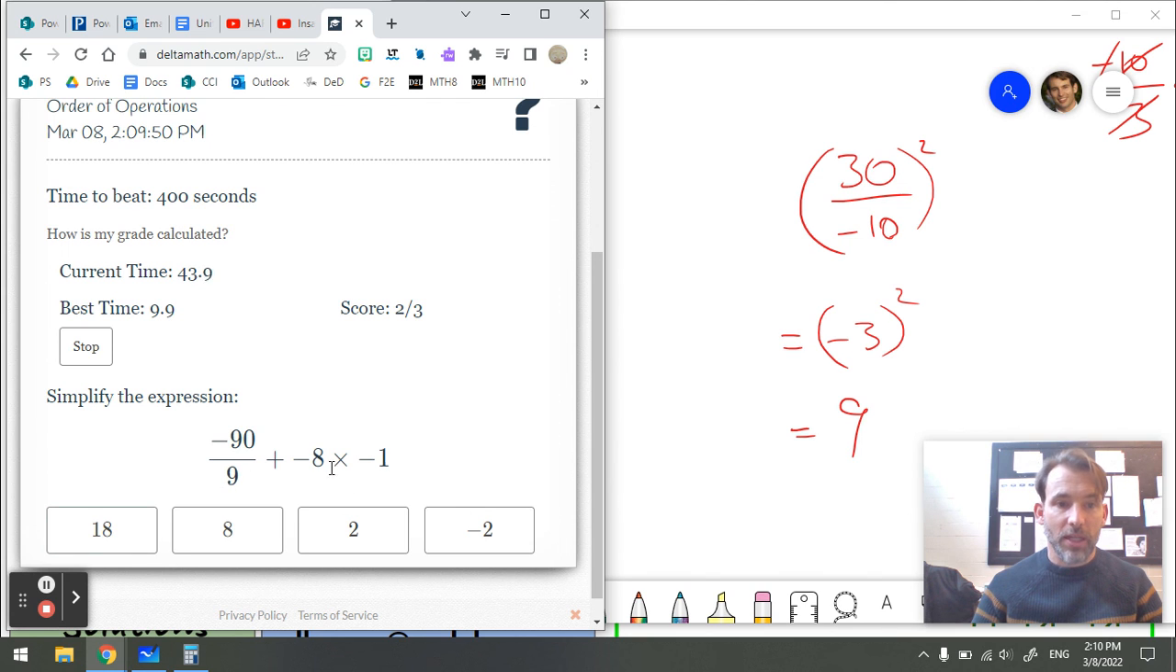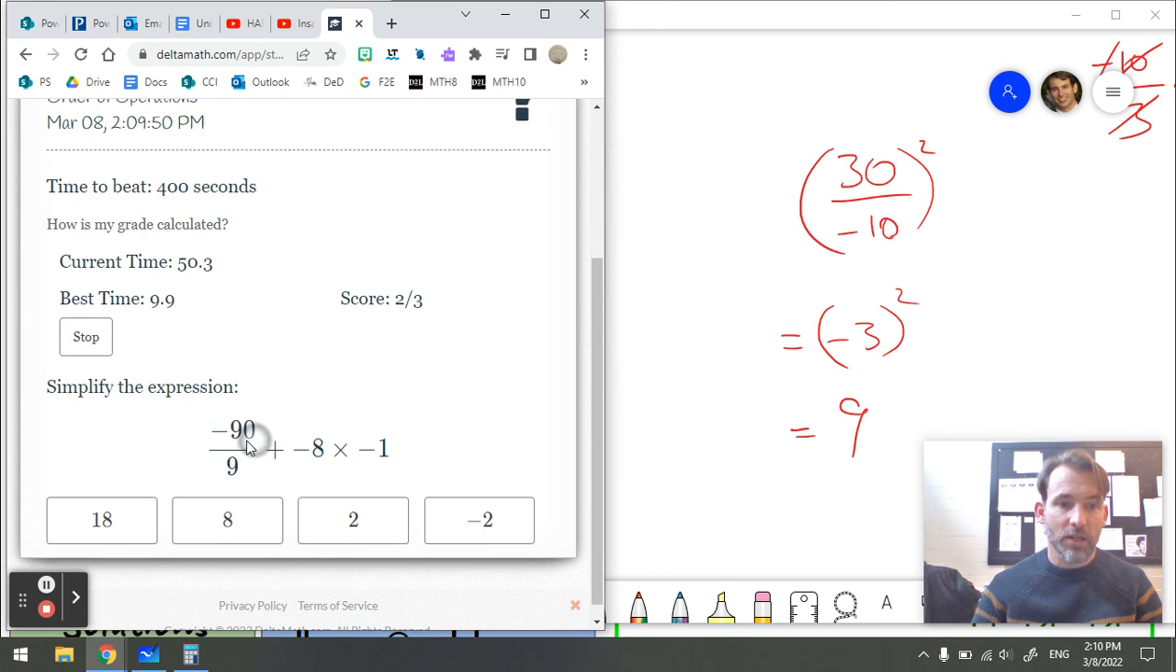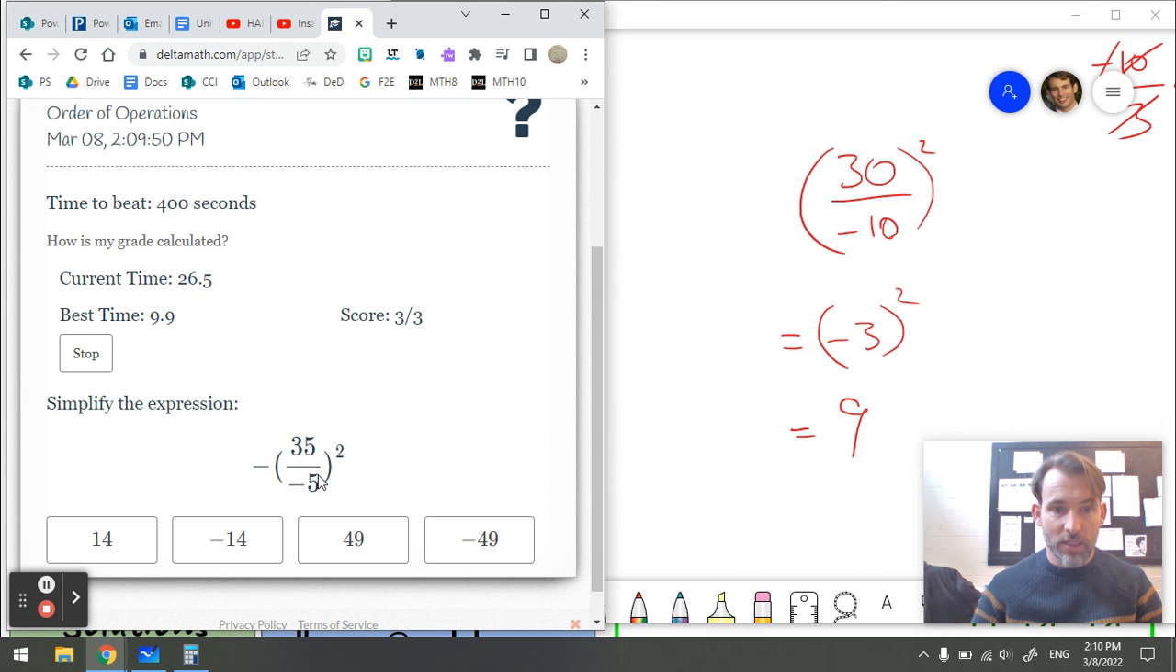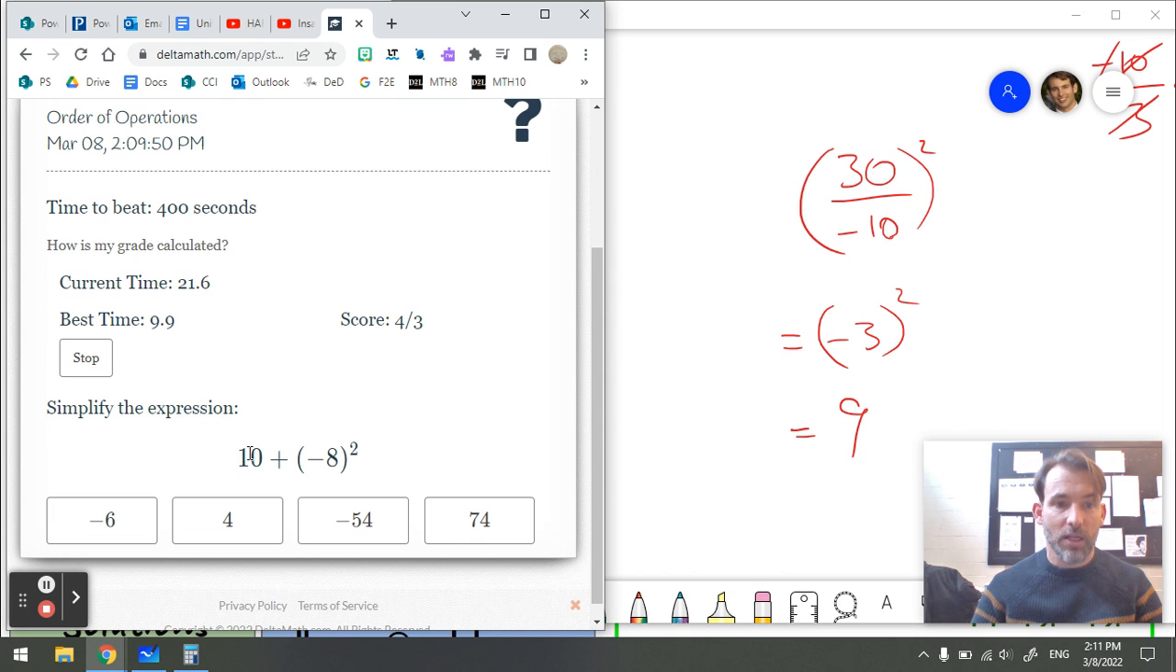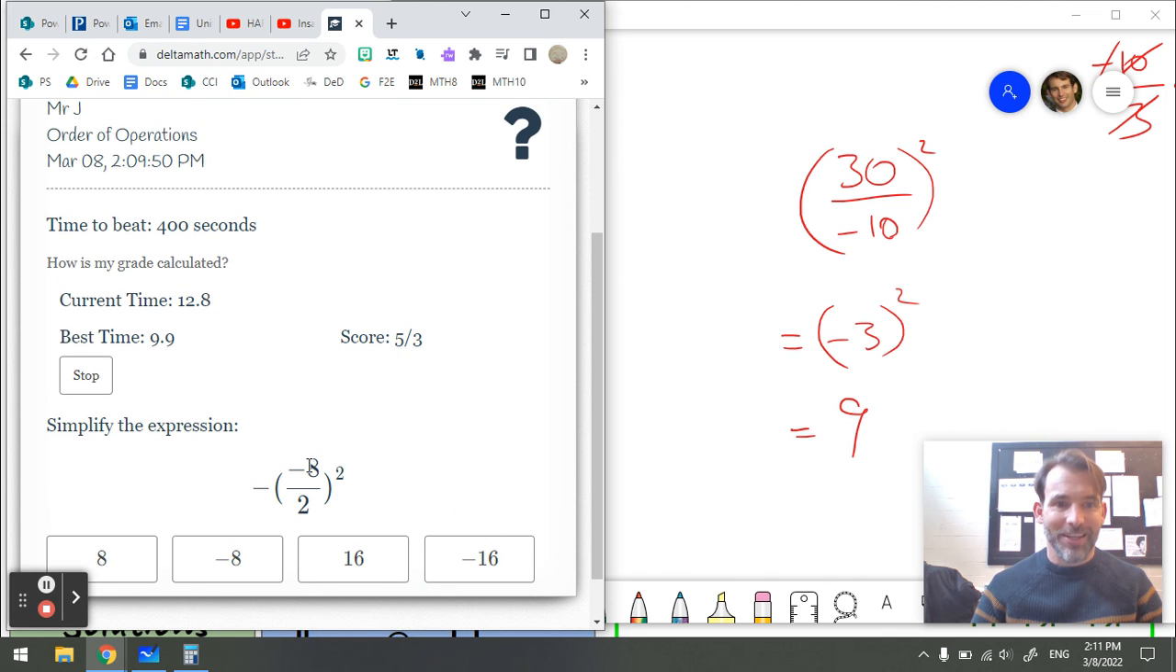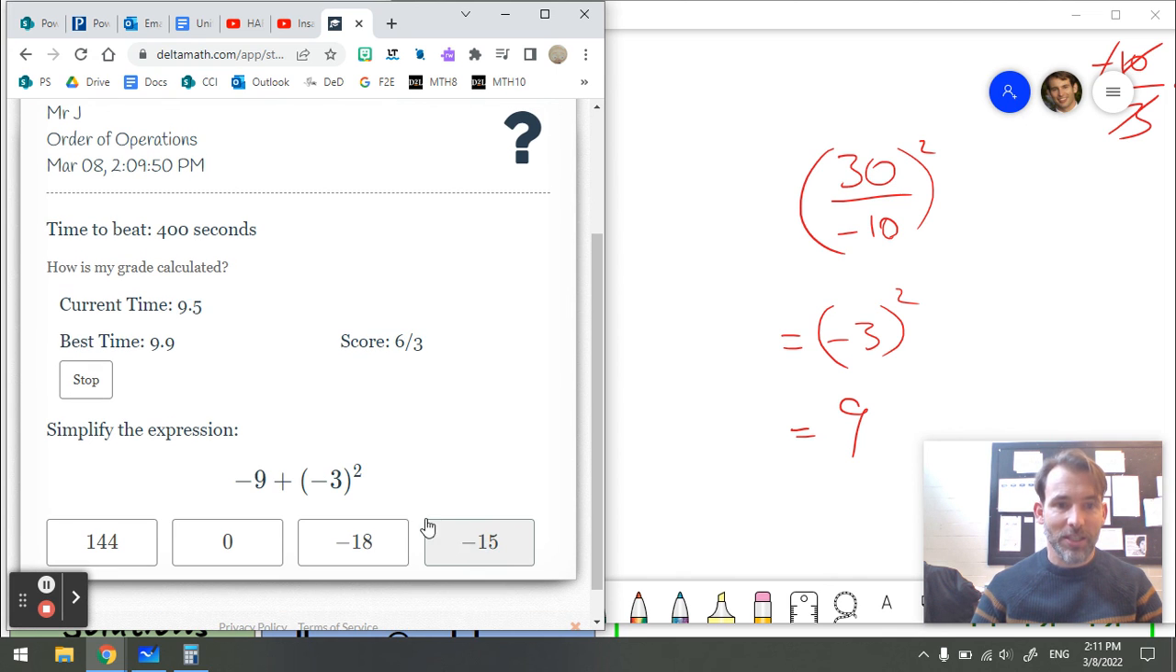Negative 90 over 9, and then plus negative 8 times negative 1. Do the multiplications first here, and the division first here. And then you have this negative 10 plus 8. Negative 10 plus 8, negative 2. Okay, this one is negative 7 squared, which is 49, and then negative that, so negative 49. 10 plus negative 8 squared is 74. It's 10 plus 64. There you go. This is negative 16. This is 0.